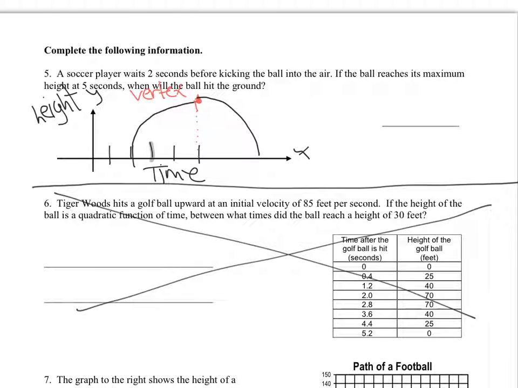Let's use the axis of symmetry to help us out here. If I count to the left 1, 2, 3 points, that's where we hit the ground over here. So therefore, 1, 2, 3 seconds later, it will hit the ground, and that is at 8 seconds.